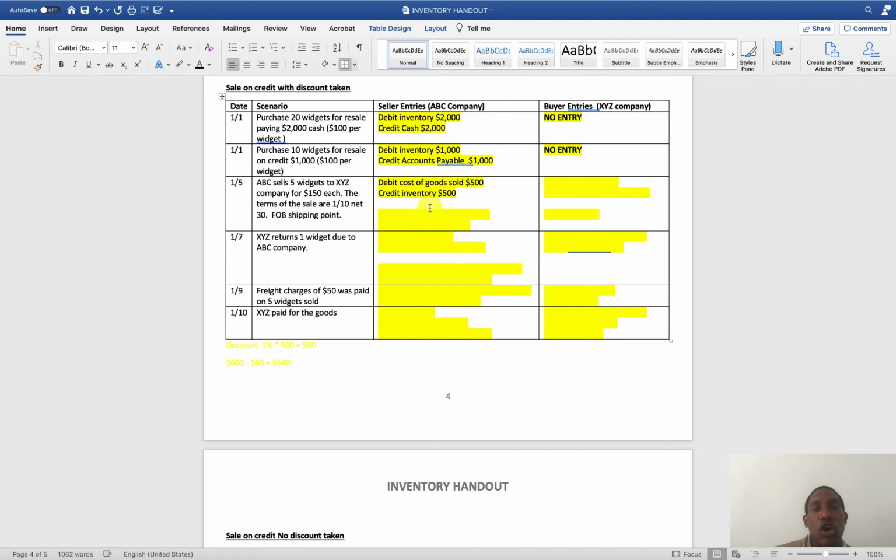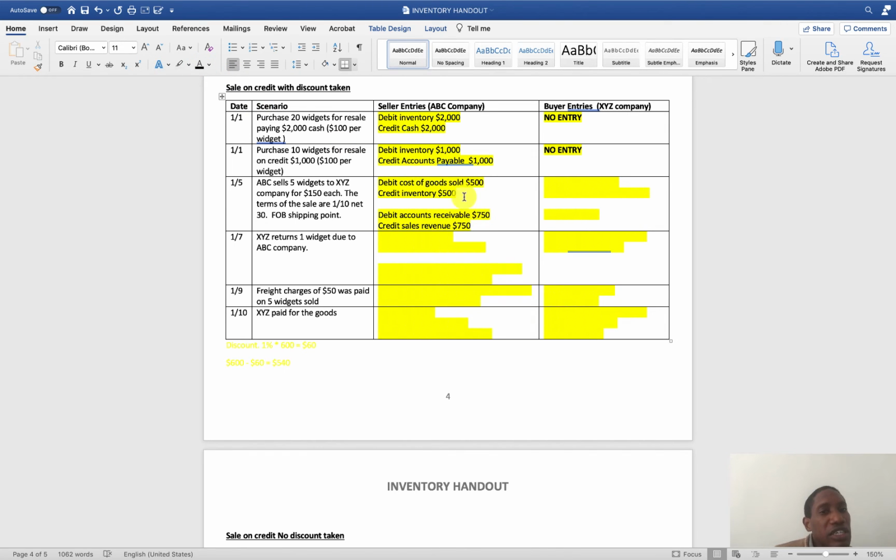Inventory and cost of goods sold are always at cost. Our cost is $500. So I had a sale of 5 widgets times 150, which is $750. So I'm going to credit sales revenue because I made a sale for $750. Did I get cash here? I did not get cash. My customer owes me money for this sale. So what do I debit? I debit accounts receivable for $750.